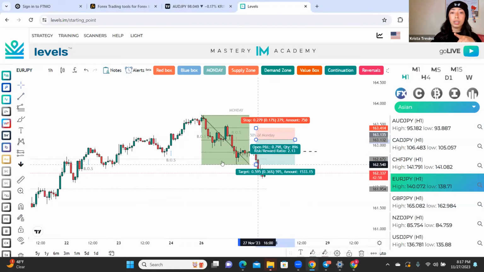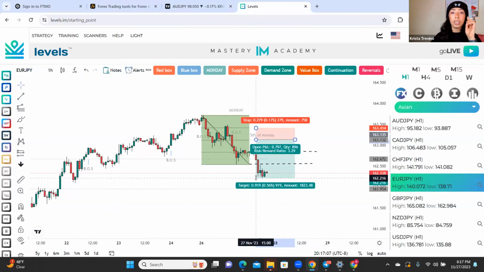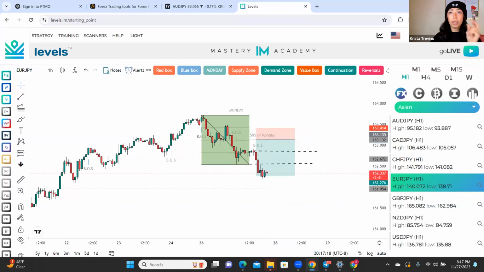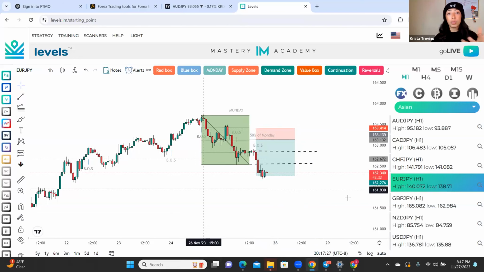When we get to a 1-to-2, that's when we take partials. Once we get to a 1-to-3, we will automatically be closed out of our trade. But definitely get used to taking partials and set little alerts. So 1-to-1 break even, 1-to-2 take partials, 1-to-3 you will be automatically closed out. It is very crucial that you move your stop loss. In order to be successful with this strategy, you have to move your stop losses and take partials.